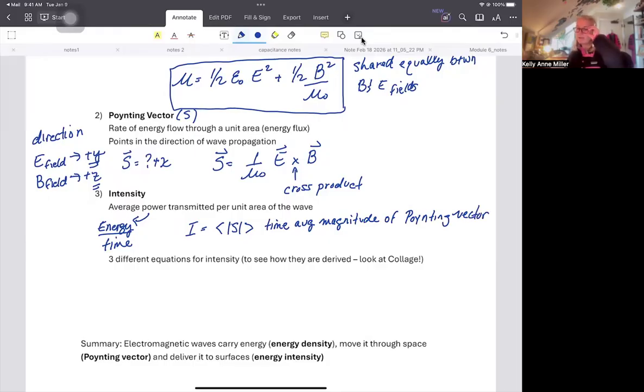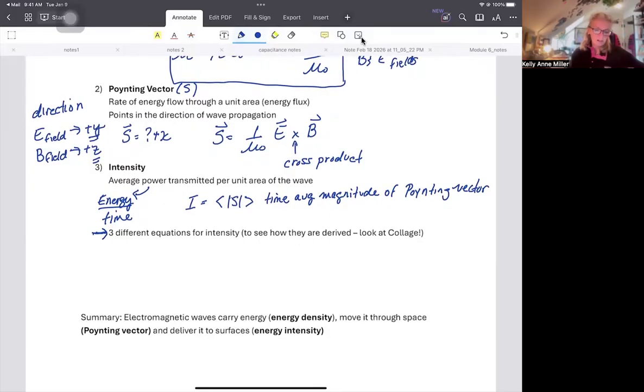Okay, and just to summarize, I'll show you, there's actually three different ways of writing intensity. There's three different expressions for it, and I derived how you go from one to the other on Collage.